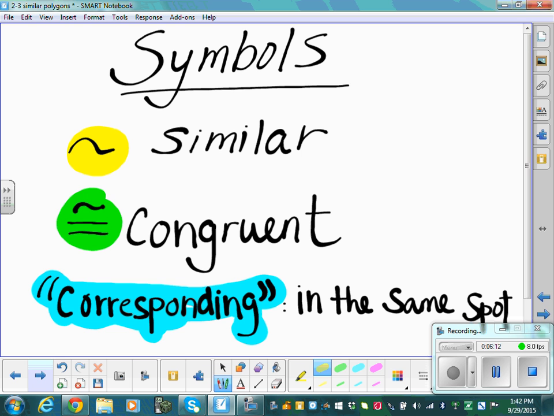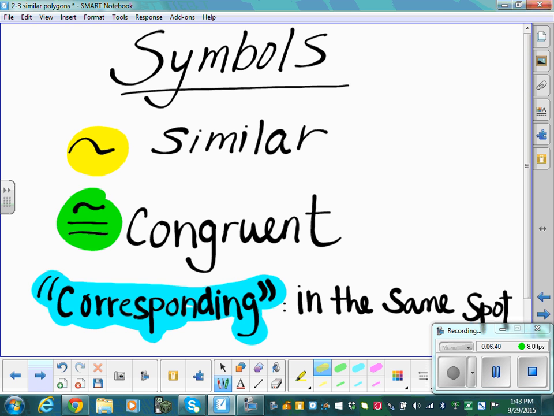So similar versus congruent. And then corresponding just means, I already talked about it, it sits in the same spot on different triangles or different polygons. But it sits in the same spot. We'll have corresponding sides, corresponding angles, and so on. So corresponding just means it sits in the same spot on each of the polygons. Yeah, good questions.